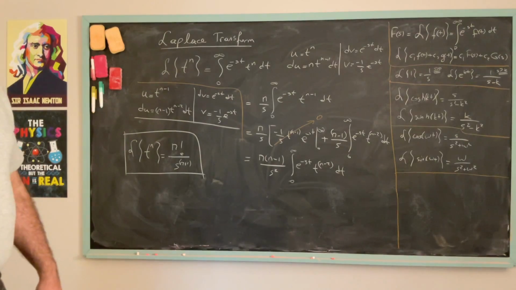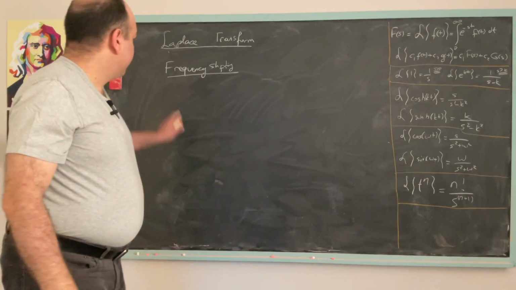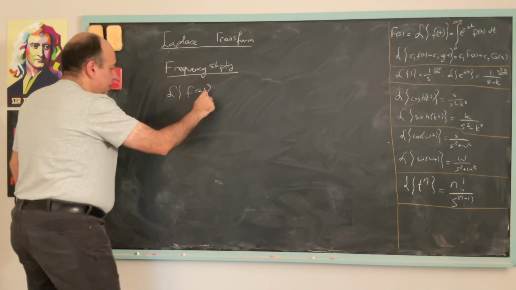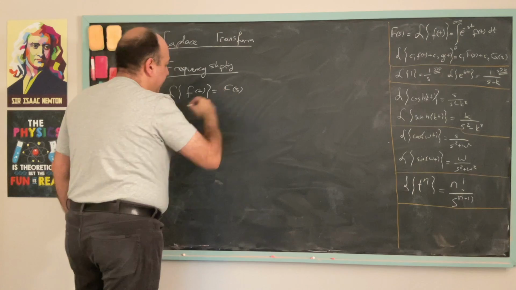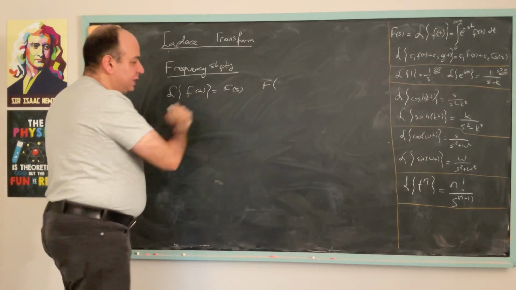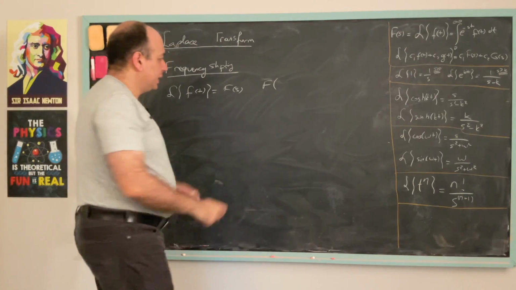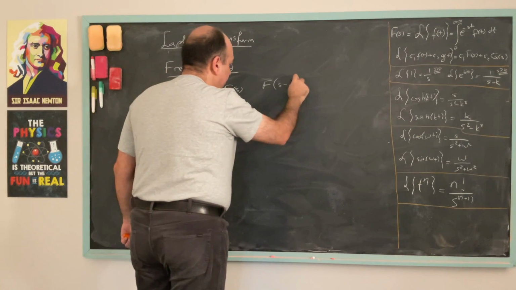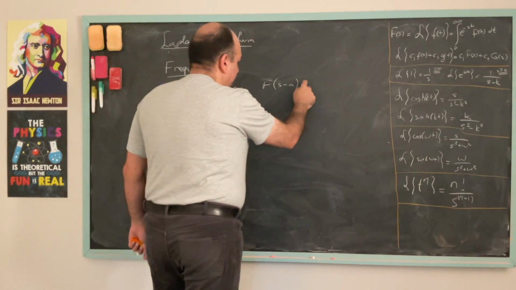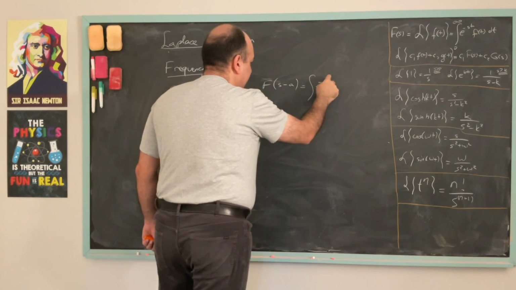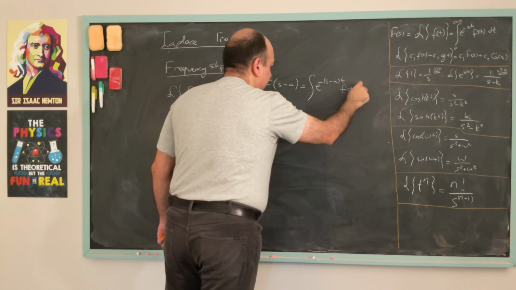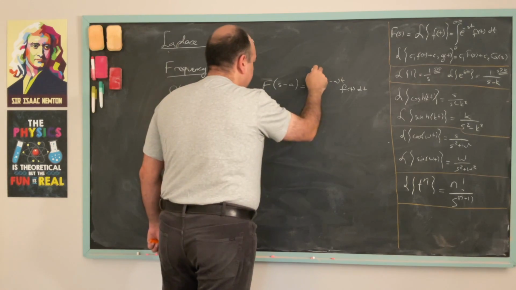So let's continue from here. Next, we will discuss frequency shifting. Okay. Let's suppose the Laplace transform of f of t is equal to F of s. Okay? So let's find F. So if I shift this frequency, right? This is s here. So if I introduce a positive a, so if I call it s minus a, okay? What I get is the integral from 0 to infinity of e to the minus (s minus a) t f of t dt, right?